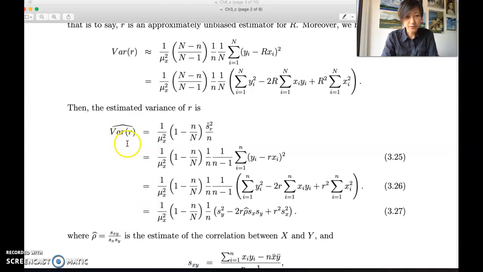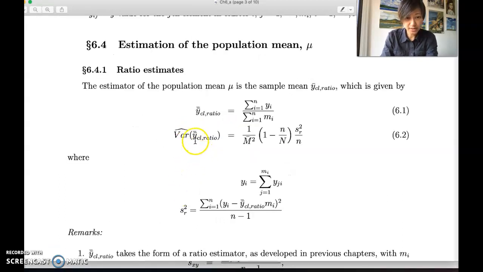The variance for my ratio estimation is 1 over mu x squared, which is capital X bar squared, multiplied by the finite population correction factor, multiplied by SR square over n. So compare this to simple random sampling; we are actually looking at the same thing.